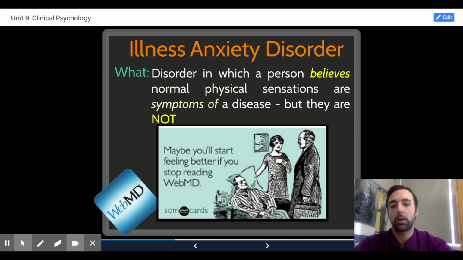Illness anxiety disorder occurs when a person believes that normal physical sensations, like their stomach growling or a normal headache, are actually the signs of some very severe disease. And then as a result, produces significant anxiety. It causes the person to call out of work. It causes the person to skip school. It causes the person to constantly seek doctors. It causes the person to seek out MRIs and brain scans to verify their beliefs that the very normal physical sensations they experience are not normal at all and instead signs of a disease.